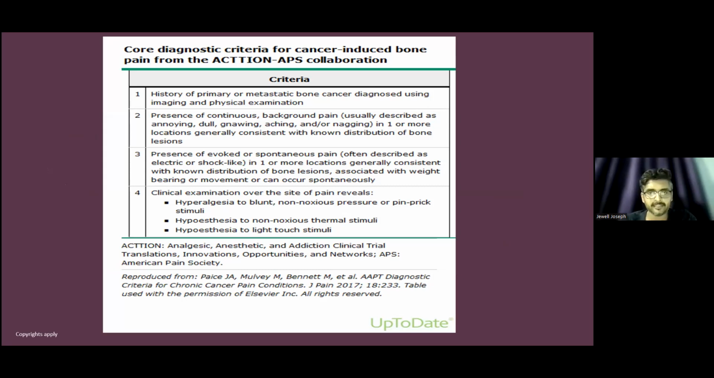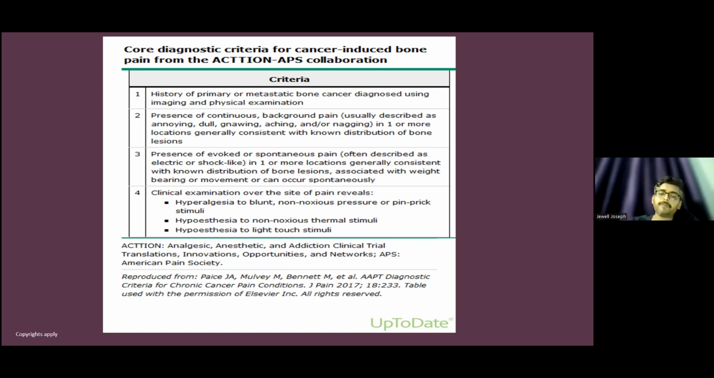So this is a core diagnostic criteria for cancer-induced bone pain, which is a joint collaboration between ACTION and the American Pain Society. The criteria given is a core diagnostic criteria. Usually, at least one of them will be present in bone pain. The background should be a history of primary or metastatic bone cancer diagnosed during imaging and physical examination. There should be a presence of continuous background pain, usually described as annoying, dull, aching pain in one or more locations, generally consistent with the distribution of bone lesions, and there is usually an evoked sensation of pain in these locations where we know that there is bone mets, especially with weight bearing and movement.